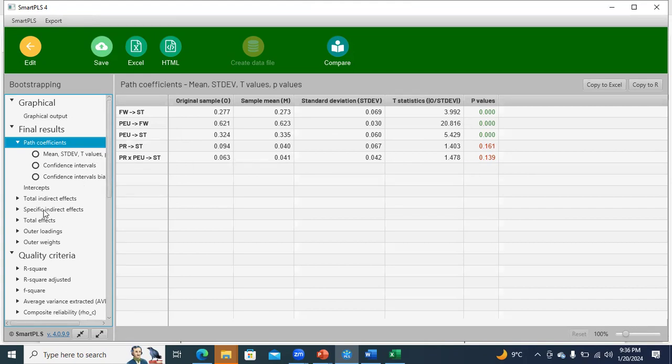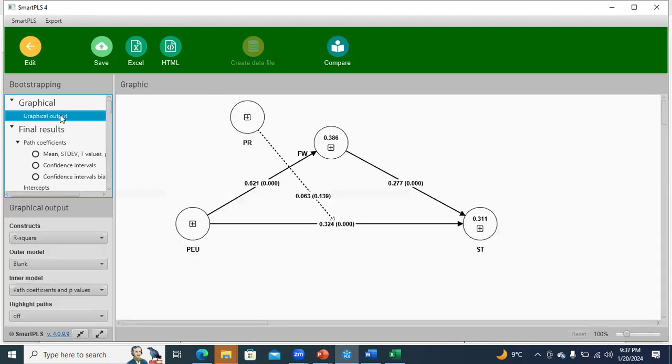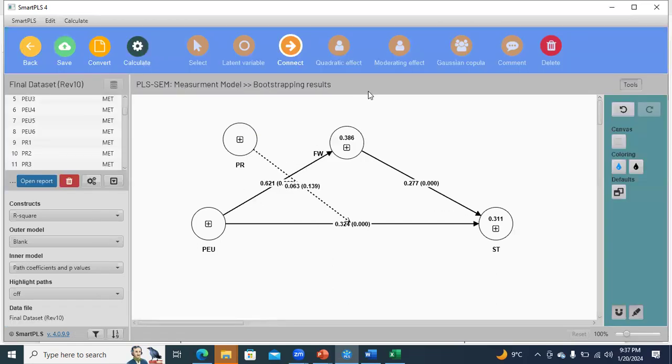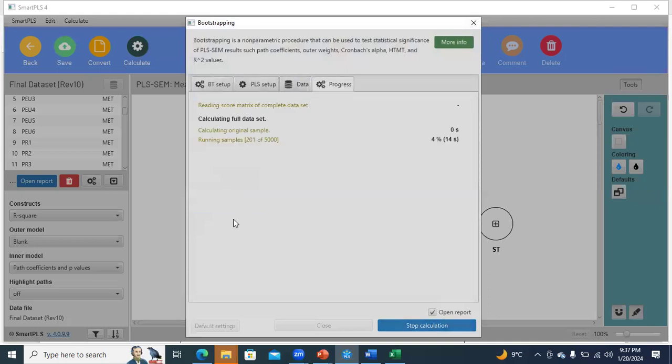So go to the specific indirect impact. You can see the specific indirect impact is still significant. If you slightly change this model, like mediated moderation I have previously told you, for example, if you cut it from here and you connect this PR with this, what will happen? We need to go to the bootstrap and start calculating this model in order to see what will happen to this model. So just wait for a minute.